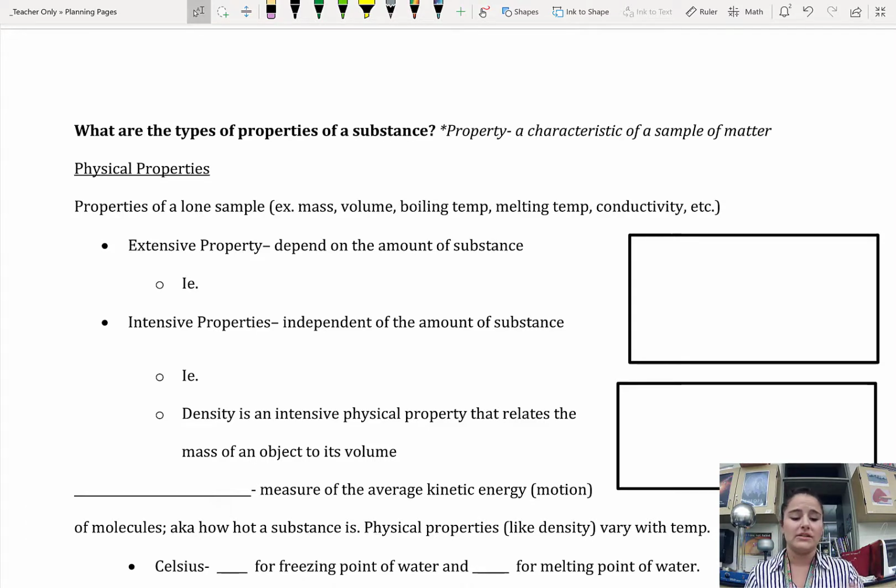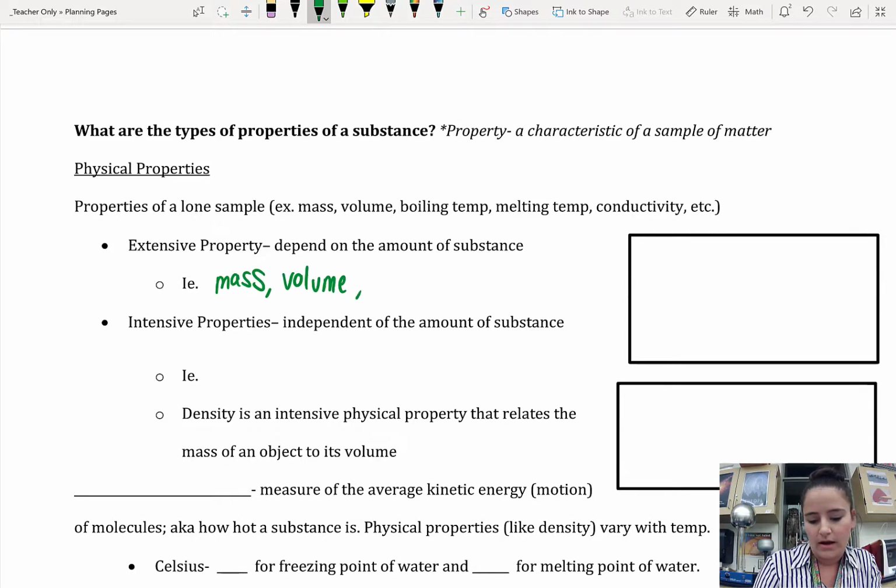And physical properties could be extensive that depend on the amount of a substance. So what are some examples of properties that might change depending on how much you have? Well, mass, okay, volume, shape, okay?